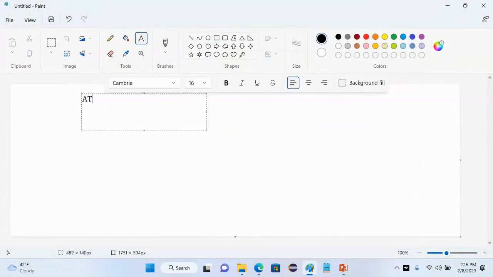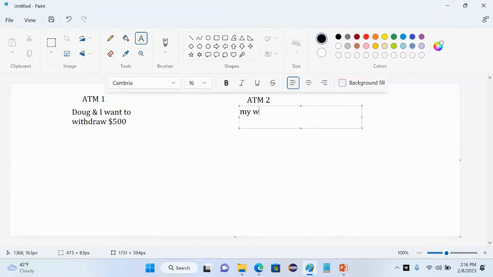Suppose a bank has two ATMs. We'll call it ATM 1, and because we're very creative, ATM 2. Okay, so we got two ATMs. Now, I'm standing at this one. This is me. I'm Doug, and I want to withdraw $500. This is my wife, who also wants to withdraw $500. Okay, that's our plan.